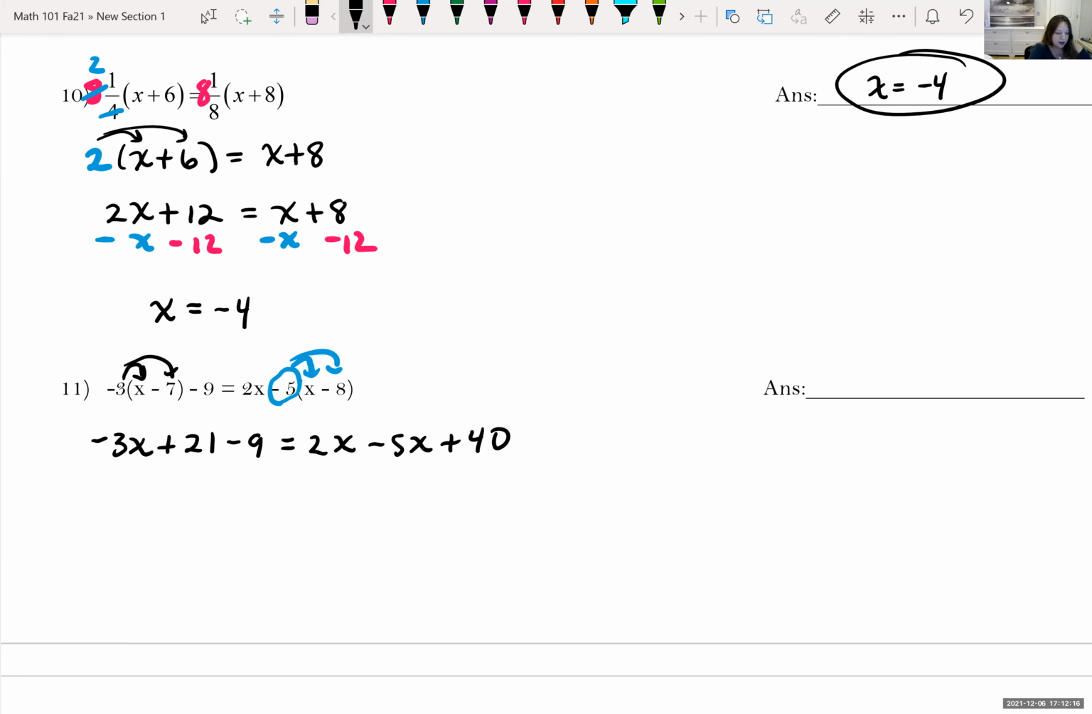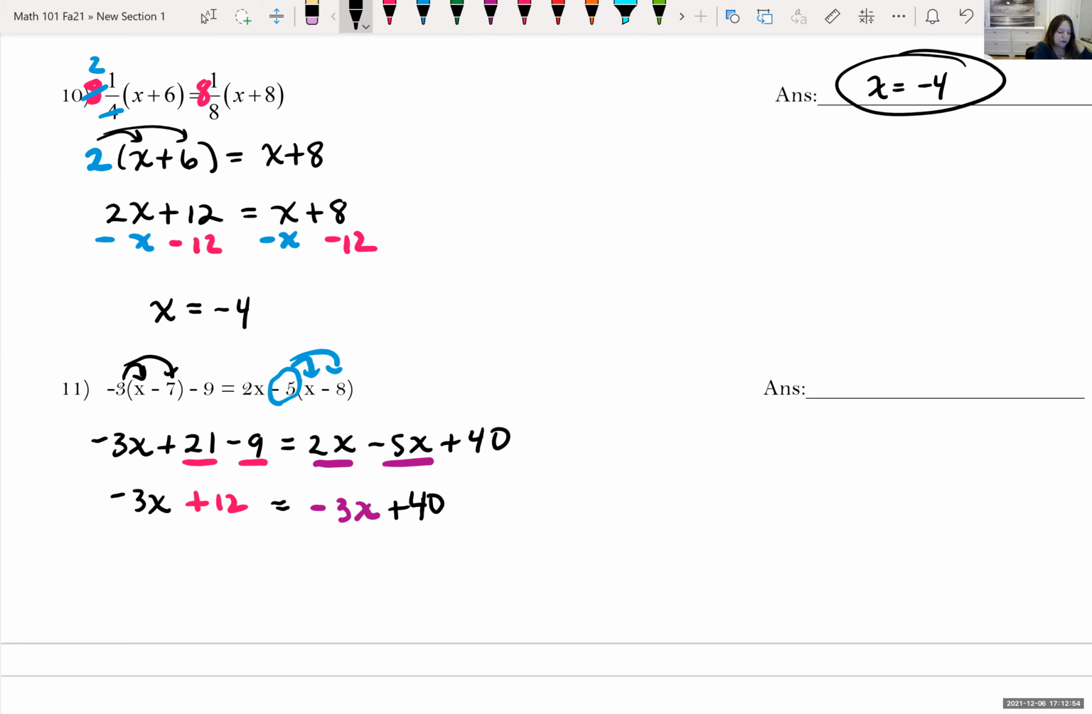We can simplify on each side of the equation. So we have -3x. We have 21 minus 9, and that is 12. So plus 12 is equal to, over here we have 2x minus 5x. So that gives us -3x, and then plus 10. Isn't it 40? Not 10. Thank you. Yeah, 40. I don't know where I got the 10.